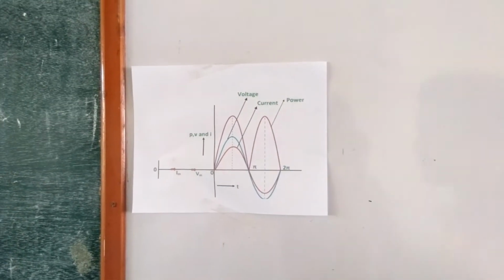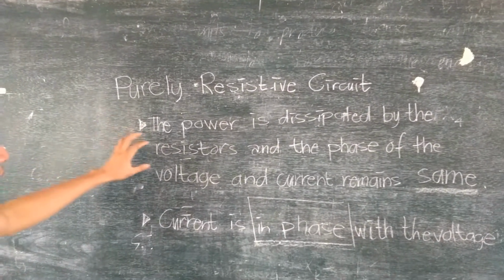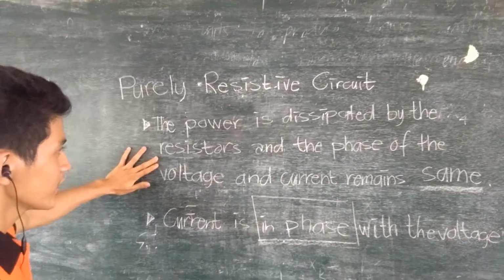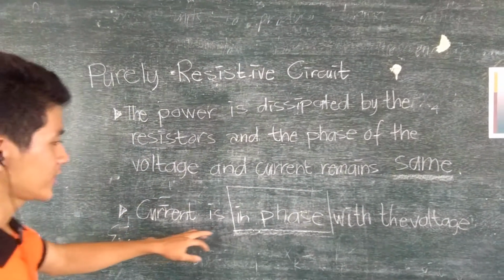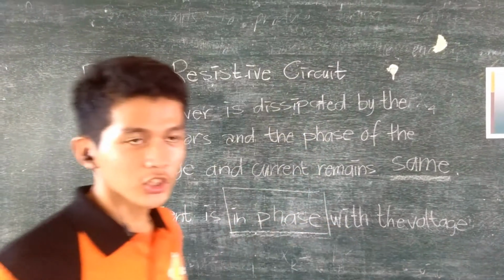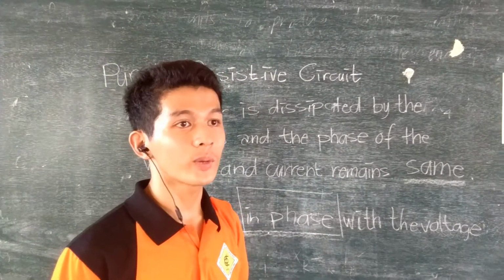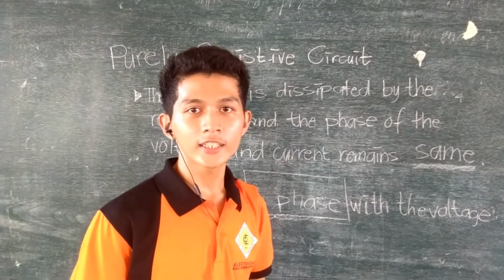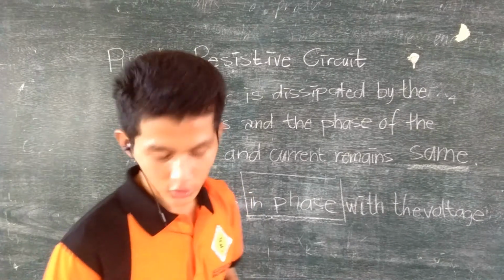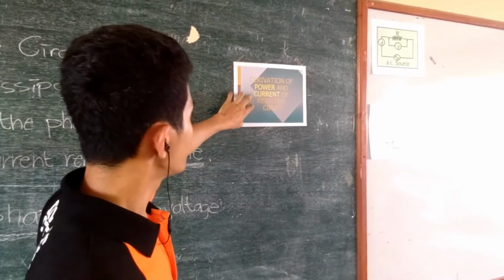So, let's tackle more about the purely resistive circuit. In purely resistive circuits, the power is dissipated by the resistors, and the phase of the voltage and current remains the same; the current is in phase with the voltage. In a DC source, the formula for finding the voltage is V equals IR. Instead of using V, let's start using E, what we call the electromotive force. Let's derive the formulas for the current, the voltage, and the power when applied in an AC source.